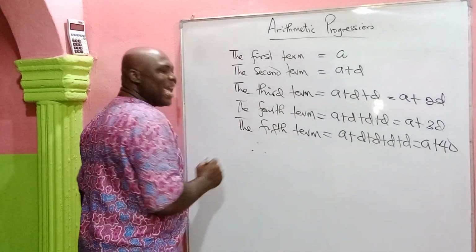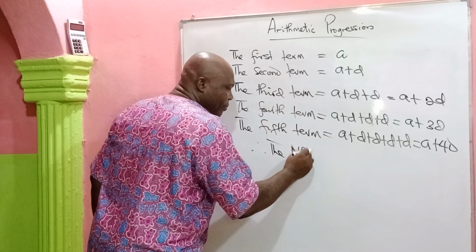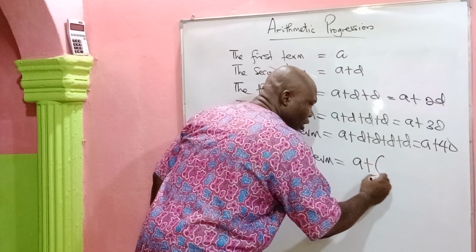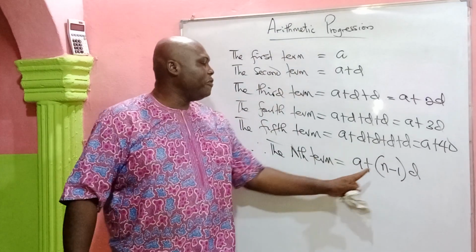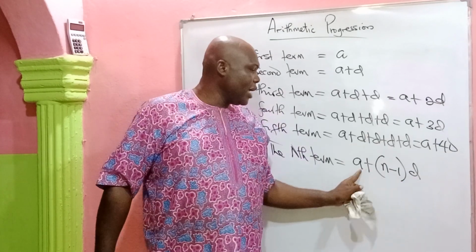Therefore, what is the nth term? Looking for the nth term, the nth term will be A plus (n minus 1) multiplied by the common difference. Meaning that if you need the fourth term, it will be 4 minus 1 to give you 3D. A plus 3D.